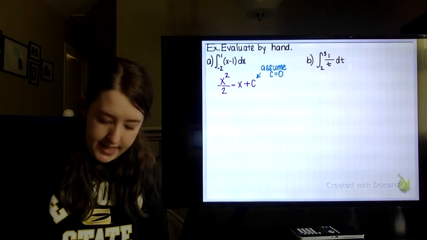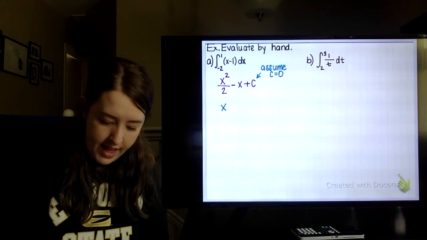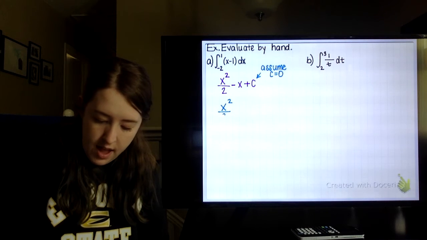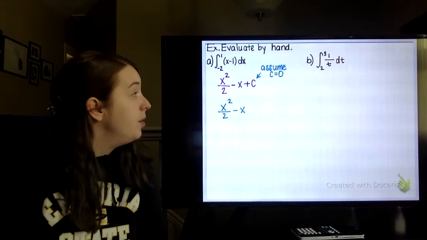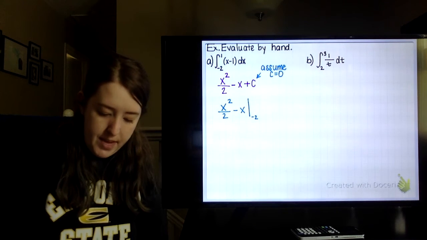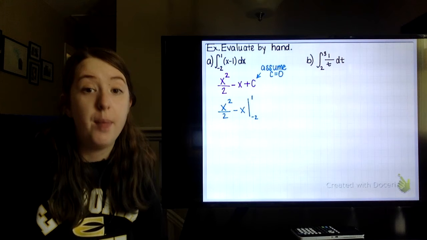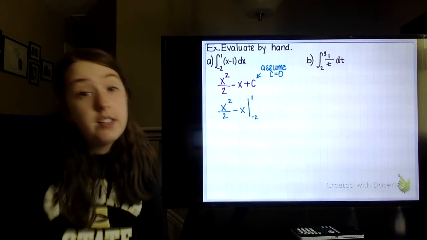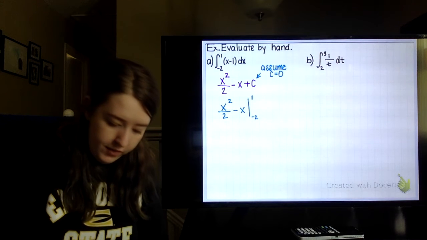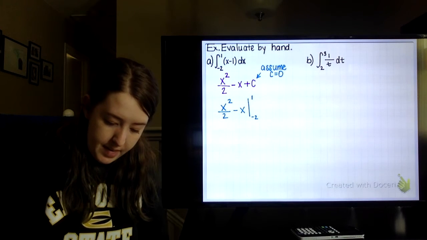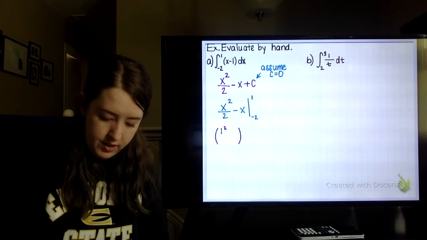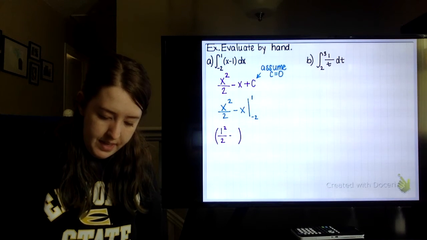So now I need to take this integral that I have, x squared over 2 minus x, and I'm going to get ready to evaluate. I have -2 as my lower bound and 1 as my upper bound. So here's how we'll go through and solve. First, we'll take our integral and we'll plug in my upper bound, which is 1. So I'll have 1 squared divided by 2 minus 1.